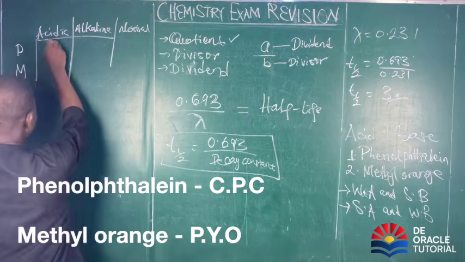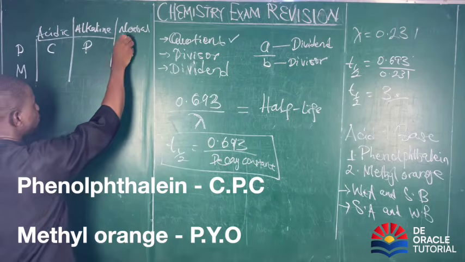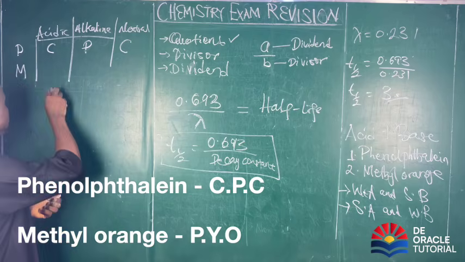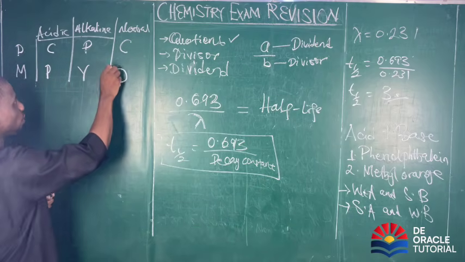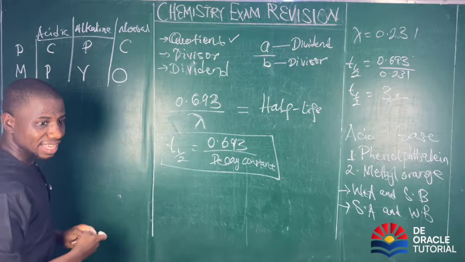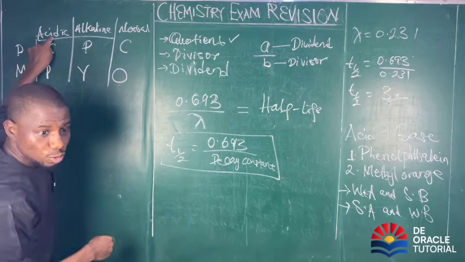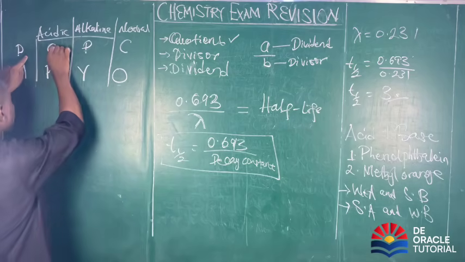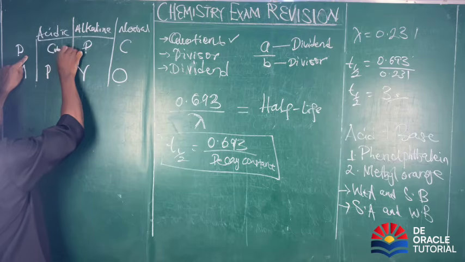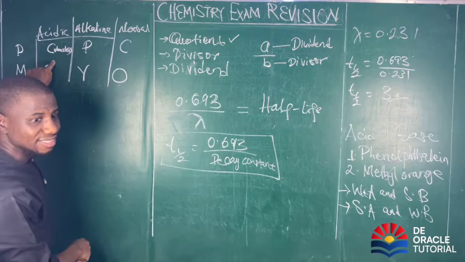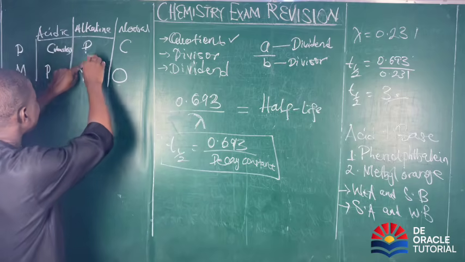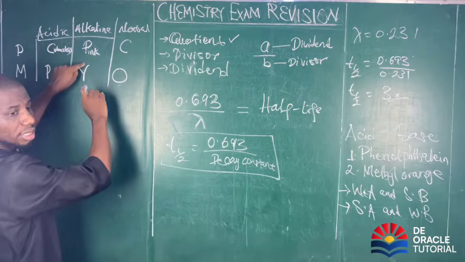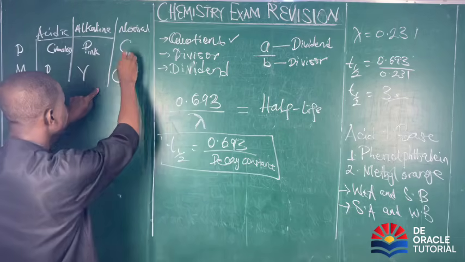So phenolphthalein C, P, and what? C. And methyl orange is what? P, Y, and O. That's why I said PO. Is that clear? So it simply means that in acidic solution, the color of phenolphthalein is what? Colorless. Phenolphthalein is colorless in acidic solution. Whereas in alkaline, the color is what? Pink. In neutral solution, it is also what?